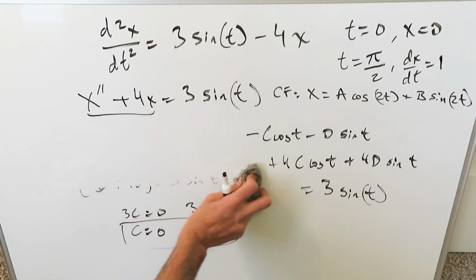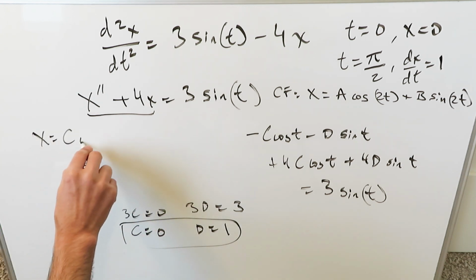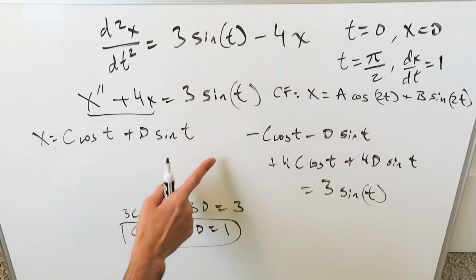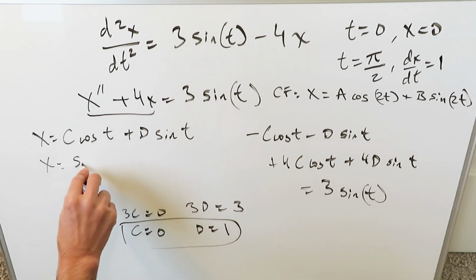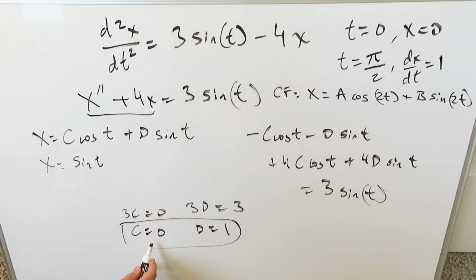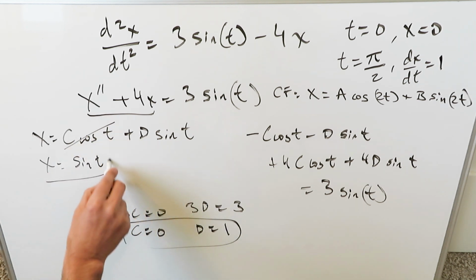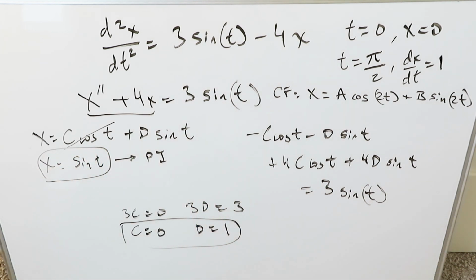I'm erasing this. I'm bringing back the basic template, which was this. x is equal to c cosine t plus d sine t. That's what we're bringing the c and d into. x here is equal to, well, you have a sine t. Because c is equal to 0, it zeroes out. d is equal to 1, you retain x is equal to sine t. This right here is my particular integral, which will be added to our general solution.